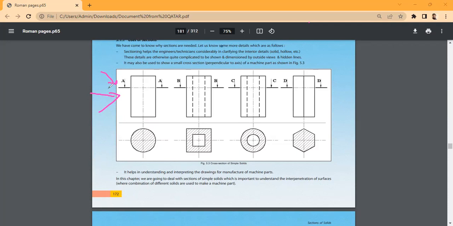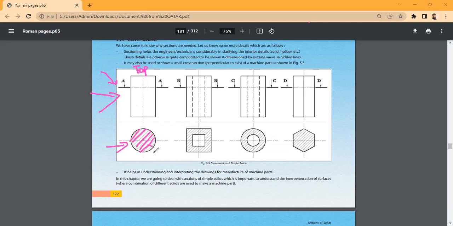The cutting plane is at a distance of say X millimeter from the top, right? Yes, sir. What about the section? What is the shape of the section? A circle. Right. What are these inclined lines? The hatching lines.